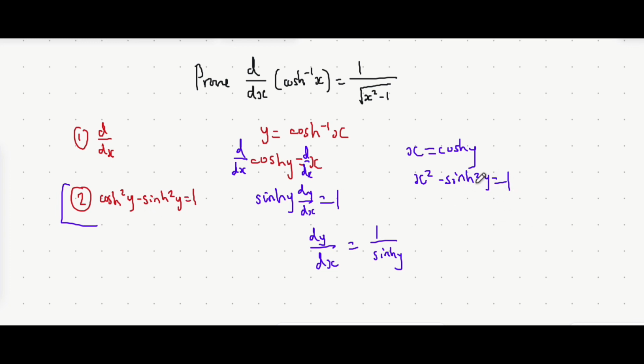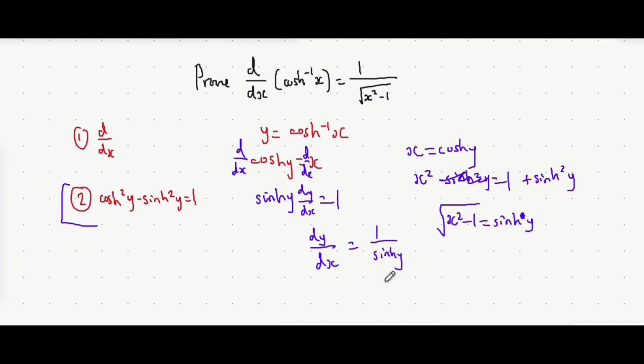Let's now make sinh squared the subject, or just sinh of y the subject of this expression, because once we do that and it's in terms of x, we can replace sinh of y with that new expression. So we start by adding sinh squared y to both sides. So the right hand side becomes 1 plus sinh squared y. After you've done that, you then take away 1 from both sides, so we get x squared minus 1 is equal to sinh squared y. After you've done that, you then square root both sides. So we get the square root of x squared minus 1 is equal to sinh y.